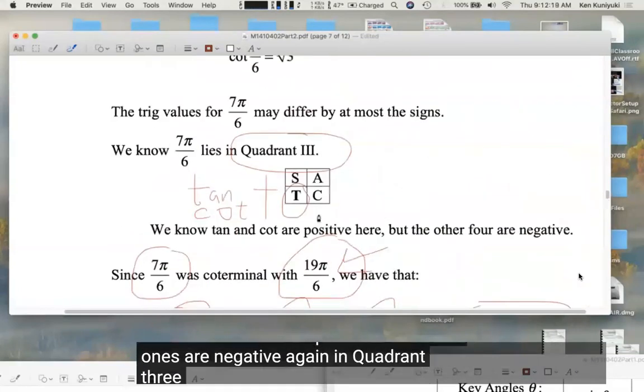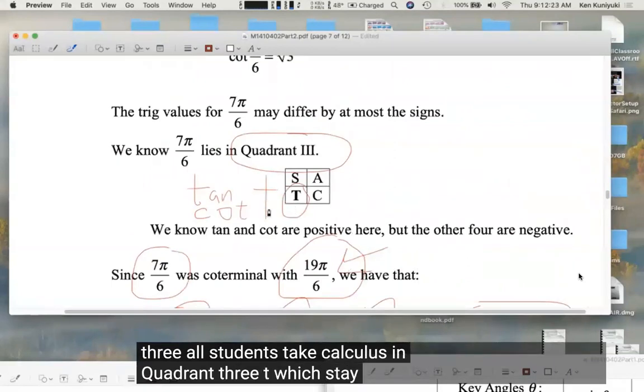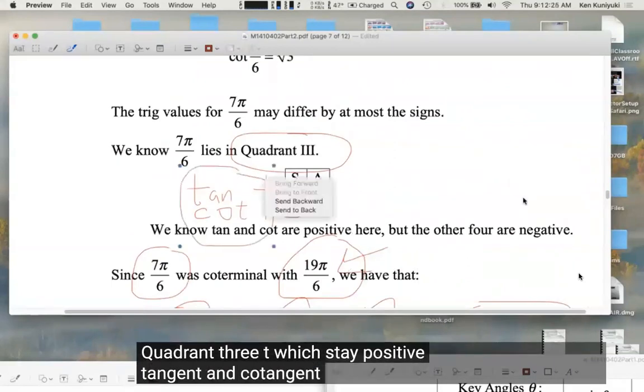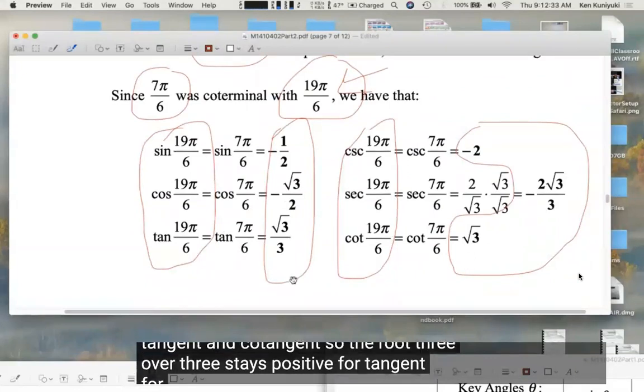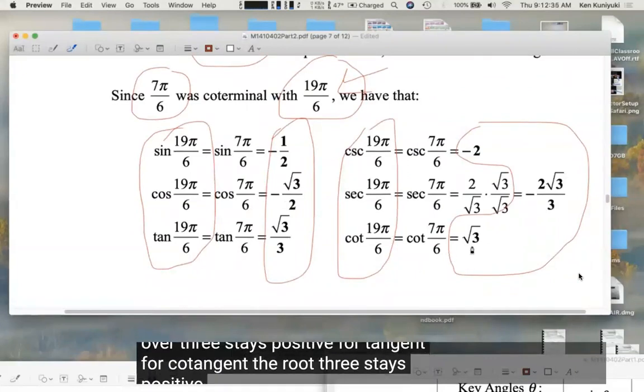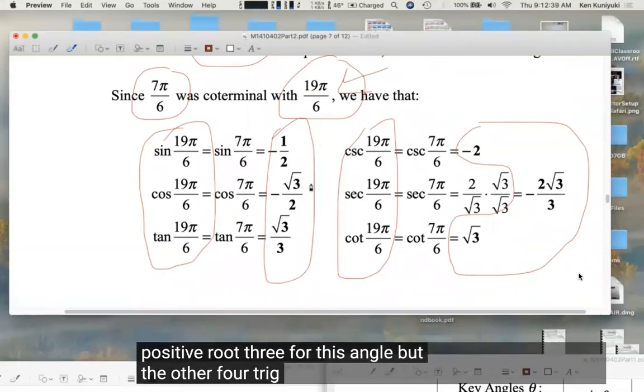Again, in quadrant 3, all students take calculus. In quadrant 3, t, which stay positive? Tangent and cotangent. So the √3/3 stays positive for tangent. For cotangent, the √3 stays positive √3 for this angle. But the other 4 trig values go negative.